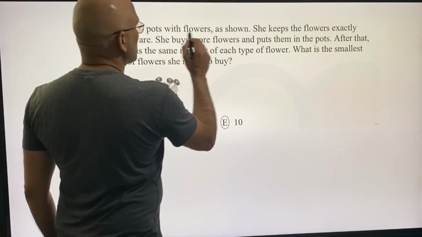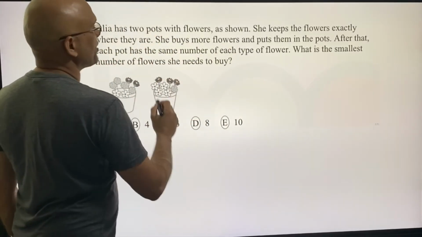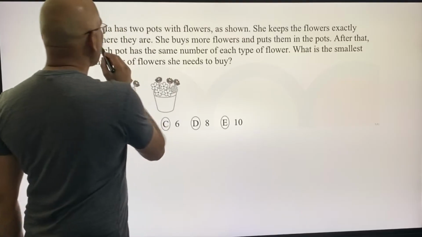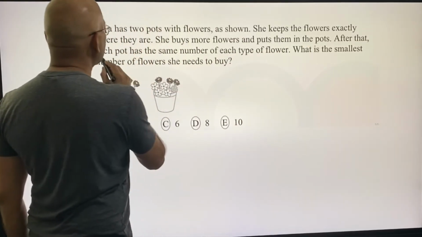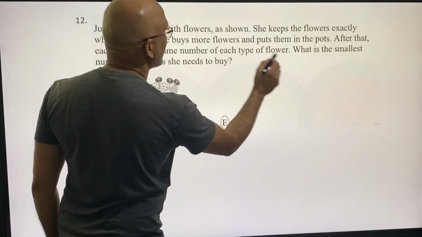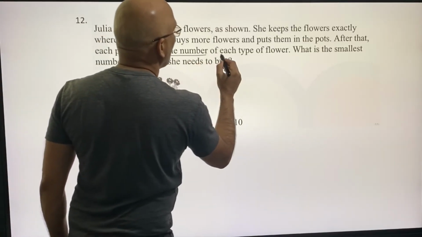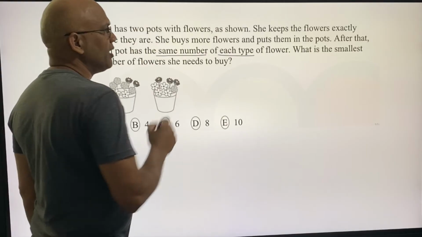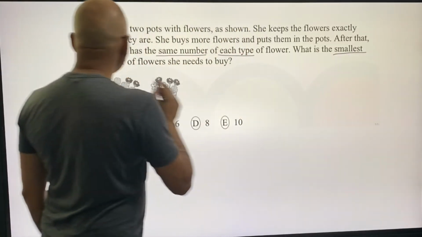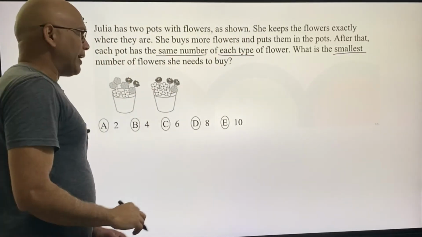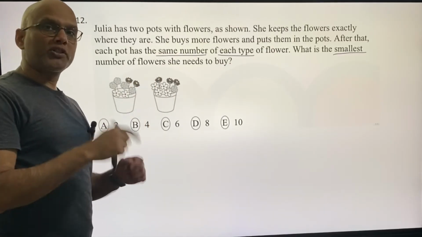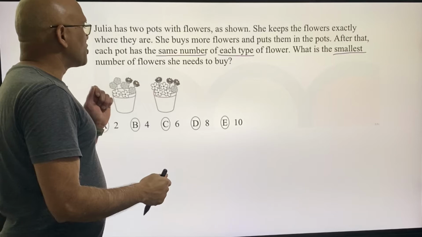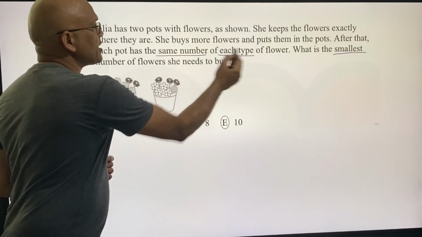Julia has 2 pots with flowers shown here. She keeps the flowers exactly where they are. She buys more flowers and puts them in the pots. After that, each pot has same number of each type of flowers. So same number of each type of flowers. What is the smallest number of flowers she needs to buy? All right, so she cannot change flowers from one pot to the other. She needs to buy more flowers so that this condition is met.